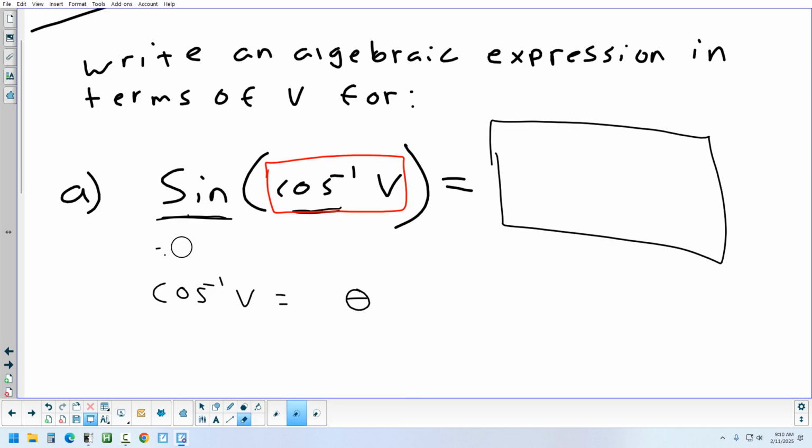All right. Now the next step, I don't want to think of this as inverse trig. How do I want to think of this line, this equation right here, in terms of what?